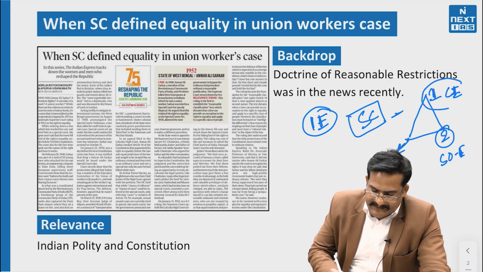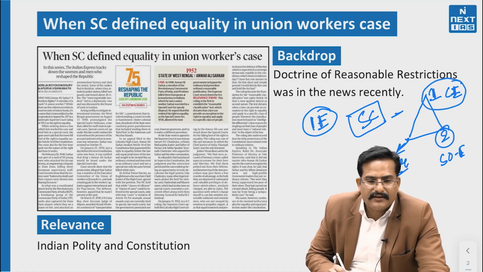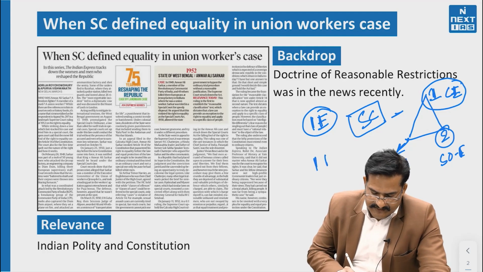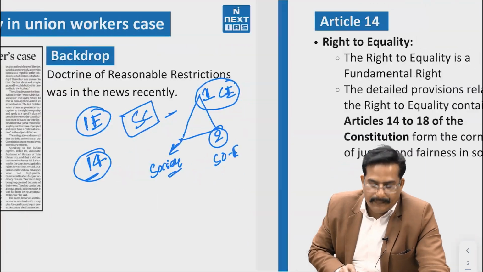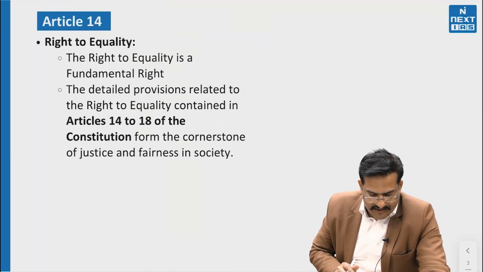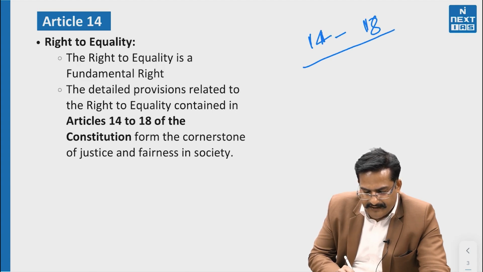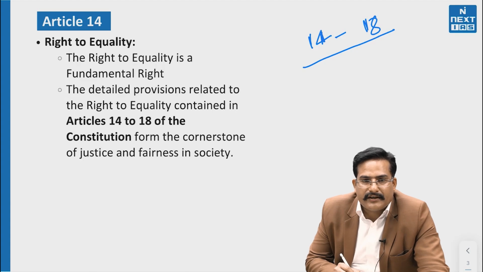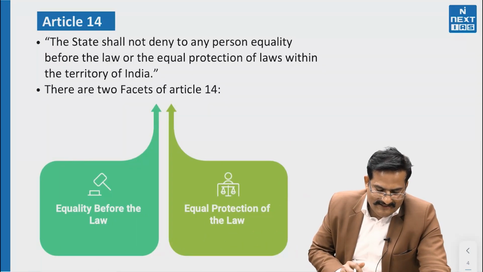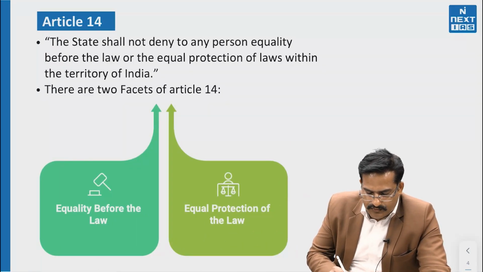And what we are discussing is the first generation of the civil or political right, under which we discuss article 14, that is the right to equality. Now when we talk about right to equality, it is mentioned in article 14 to article 18 of the Indian Constitution. You might be knowing, right? What it says? Basically the right to equality as mentioned in article 14 has 2 facets.